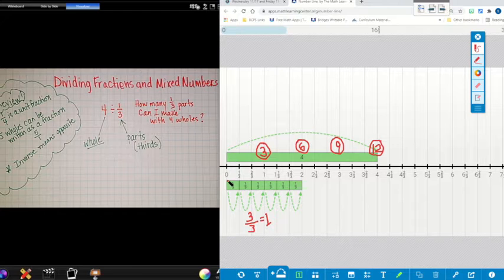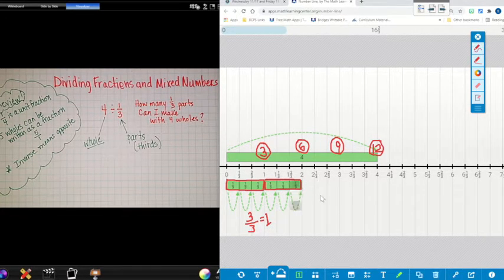So if I look at this as 1 whole, here's the 1 whole, I have 3/3. Okay, so if somebody says to you, how many 1/3 can I make with 1? Well, that would be 3. In this case, we have 4. So I have a group of 3, I have another group of 3, and I can keep going.